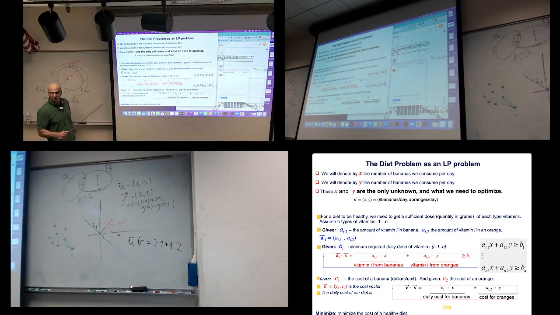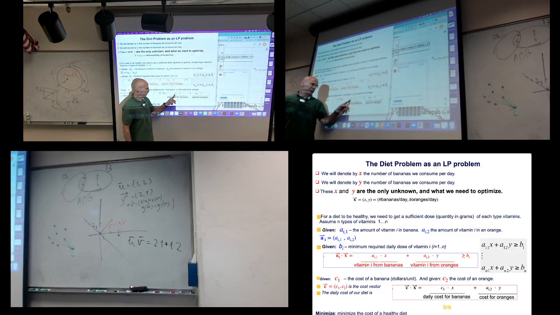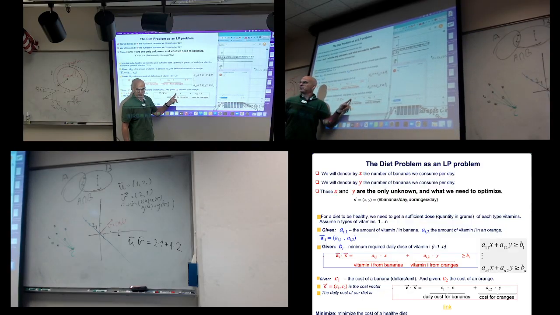There are 2 more constants given to me as part of the LP problem, 2 more constants that help me understand how to budget by units, how many bananas and oranges I'm going to buy per day. These constants are C1. C1 is the cost of a banana. And if I'm planning to eat 5 bananas per day, then I need to buy 5 bananas, and I'll pay for bananas X times C1.